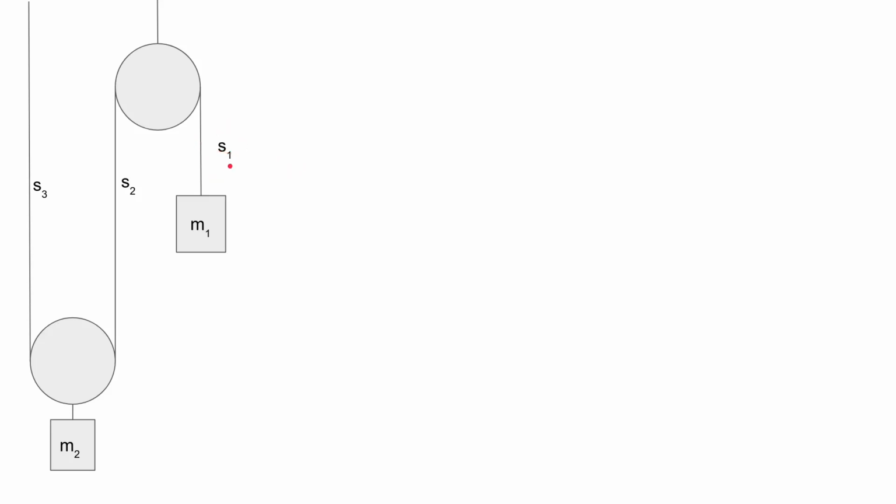As you see, we have S1, which is the length of rope from the top pulley down to the mass 1. Then we have S2, which is the length of rope from the top pulley down to the bottom pulley, and S3, which is the length of rope from the bottom pulley up to the ceiling. Now, one thing I want you to notice is that the length of rope from the top pulley up to the ceiling is always constant. As such, we can say that S3 is equal to S2. And you will see why we can do this in a second.